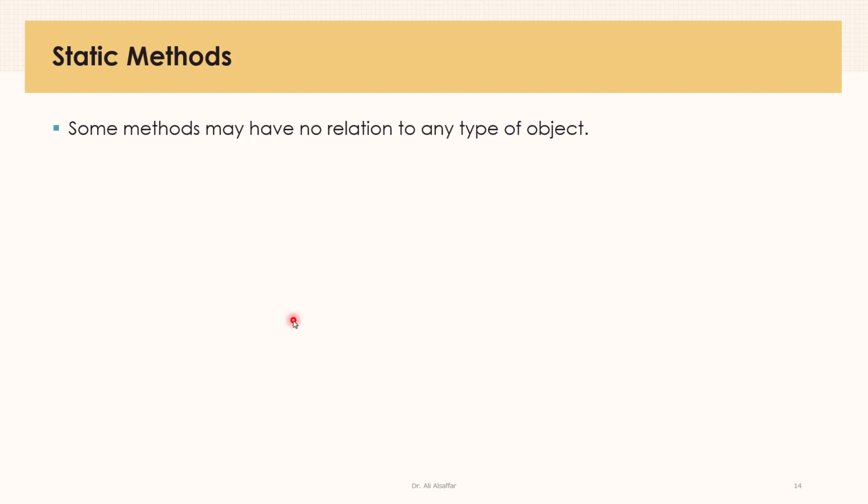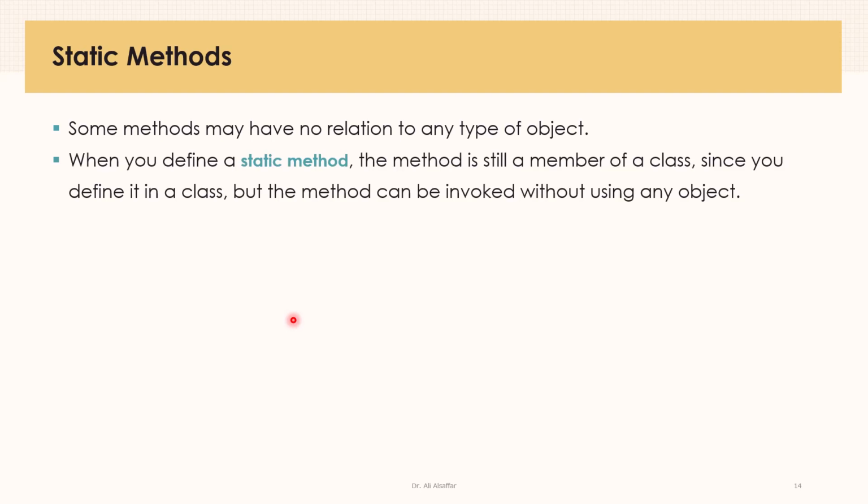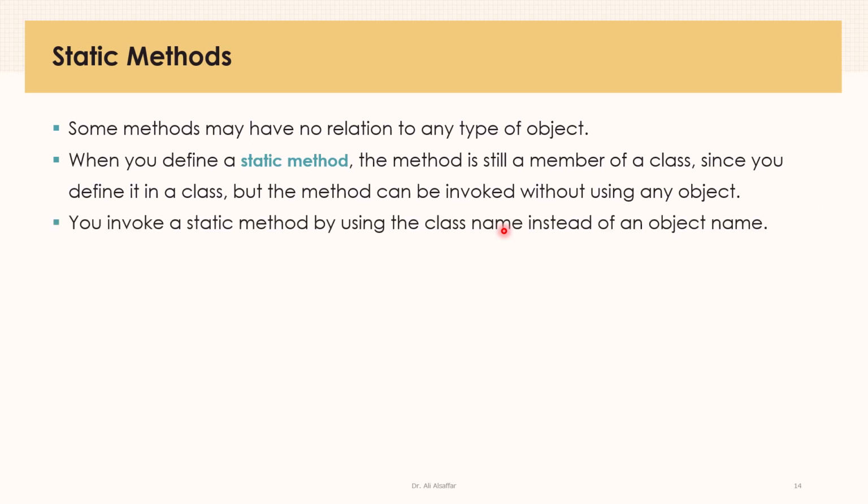So the best way to do it is to define it inside a class as static, and then we can use this method without creating an object, simply by writing the name of the class, followed by dot, and followed by the name of this method. So when you define a static method, the method is still a member of a class because you defined it inside. But the method can be invoked without using any object. Simply write the name of the class, dot, and the name of the method. So you can invoke a static method by using the class name instead of an object.